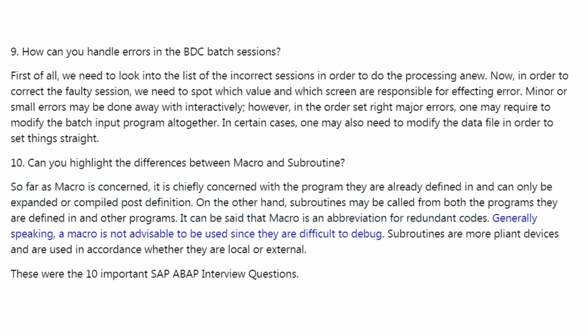Generally speaking, a macro is not advisable to be used since they are difficult to debug. Subroutines are more pliant devices and are used in accordance with whether they are local or external. These were the 10 important SAP ABAP interview questions.